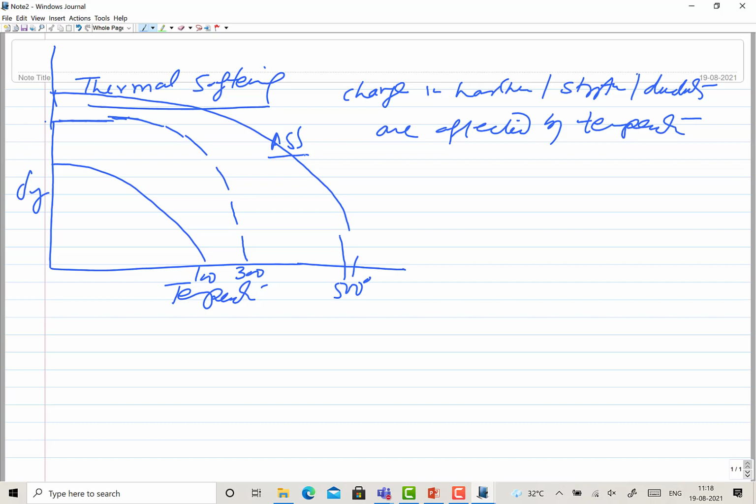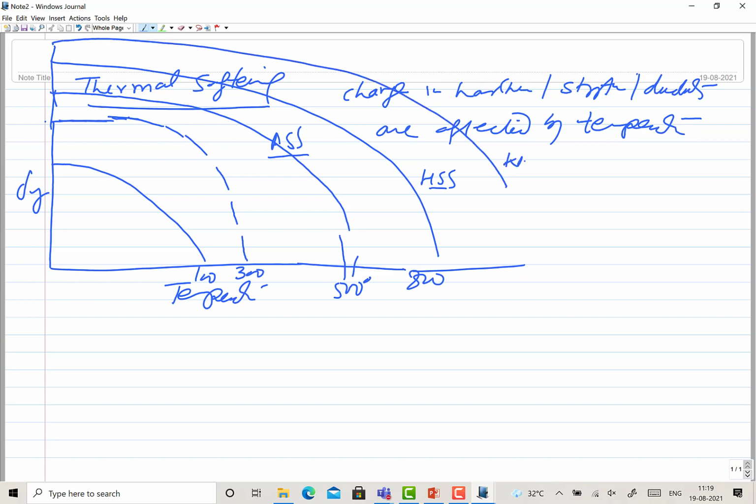If you take further higher, like, say, 800, it may be going like HSS, high speed steel, and cast cobalt alloys. Then you have further higher, like tungsten carbide or PCBN, which can withstand maybe 1200 degrees centigrade. Above 800 even tungsten carbide starts decomposing. The same is true for your hardness. So the point here is that metals lose their strength, lose their hardness, and tend to be more ductile and soft.